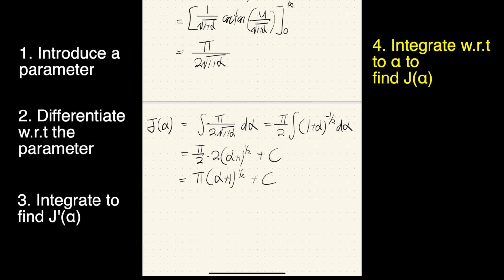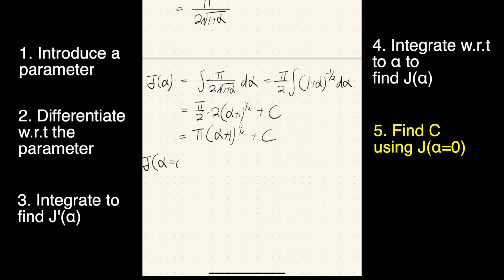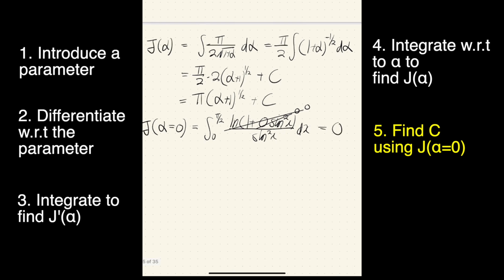So next we need to find the value of C, the constant of integration. To do this, we will look at J of alpha when alpha is equal to 0, which is the same thing as the original integral, 0 to pi over 2 of ln of 1 plus, but here we have 0 times sine squared of x over sine squared of x dx. And notice that 0 times sine squared of x is simply equal to 0. And so we have ln of 1, which is also equal to 0. So this is simply just equal to 0. Therefore, we know that if alpha is equal to 0, the integral itself is equal to 0. So we can let 0 is equal to pi root 0 plus 1, and then we have plus C. So if we solve this, we get C is equal to minus pi.